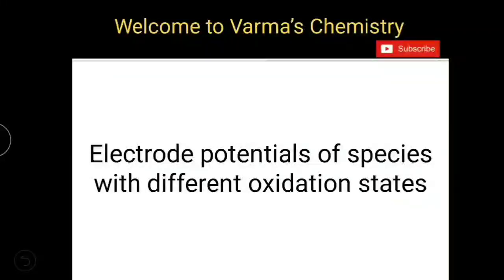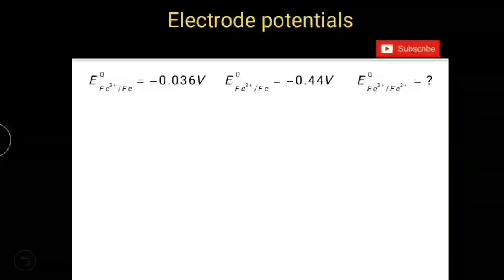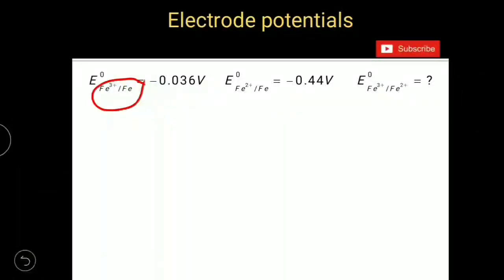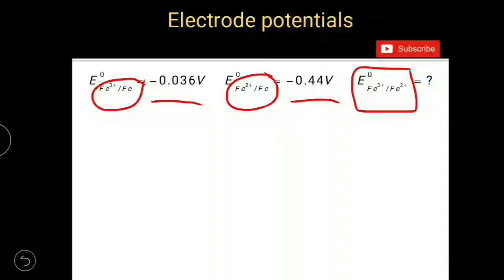In this video, I am going to tell you how to solve the numericals related to electrode potentials of the species in which the same element is involved with different oxidation states. It is given that the standard reduction potential of conversion of Fe3+ into Fe is -0.036 volts, and the standard reduction potential of conversion of Fe2+ into Fe is -0.44 volts, and they are asking the standard reduction potential of conversion of Fe3+ into Fe2+.